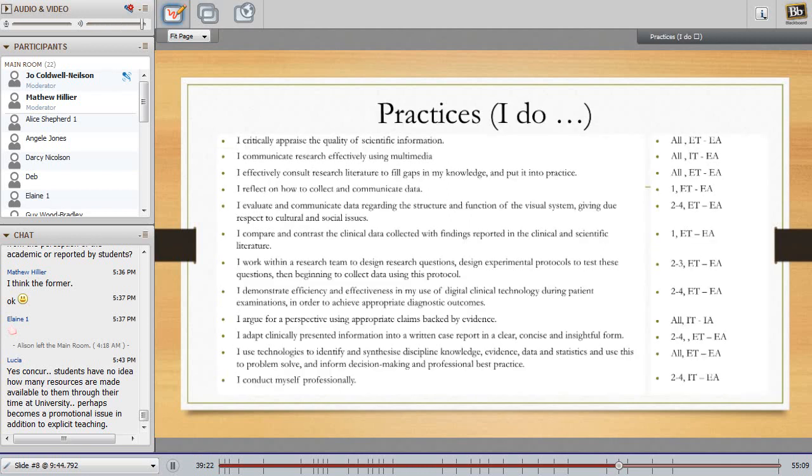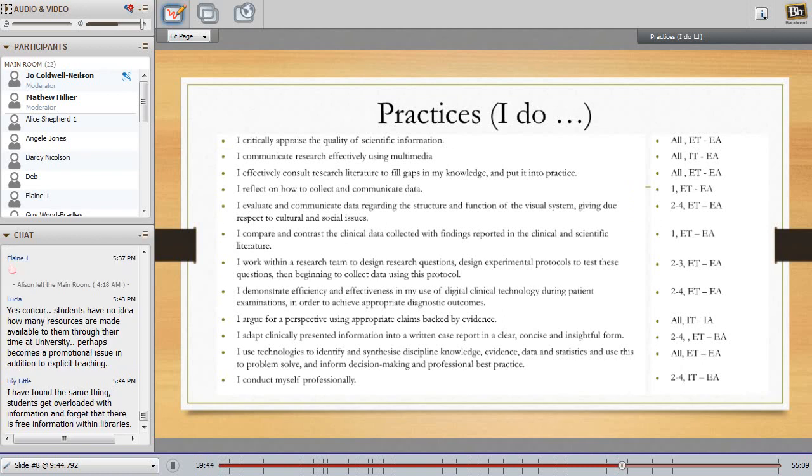Similarly with practices, so we're going up the year levels now. I can critically appraise the quality of scientific information and so on. And we come back down to here. So this one actually belongs to this one here. So I can argue for perspectives using appropriate claims backed by evidence. We've got to be able to find the evidence online, assess its validity and relevance and soundness. And yet, doing that is not implicitly taught, but it is being implicitly assessed.